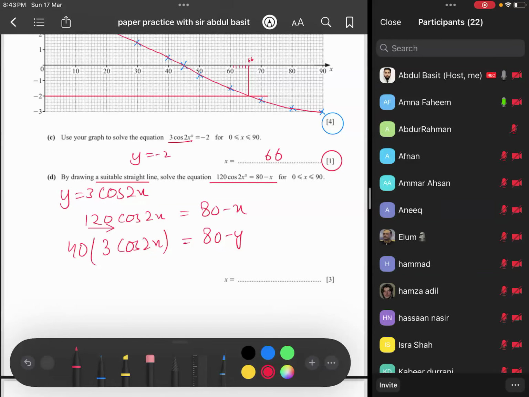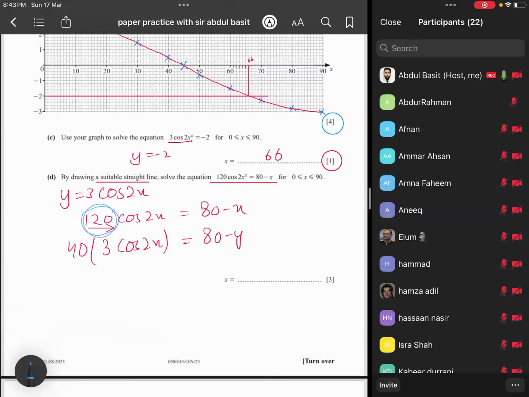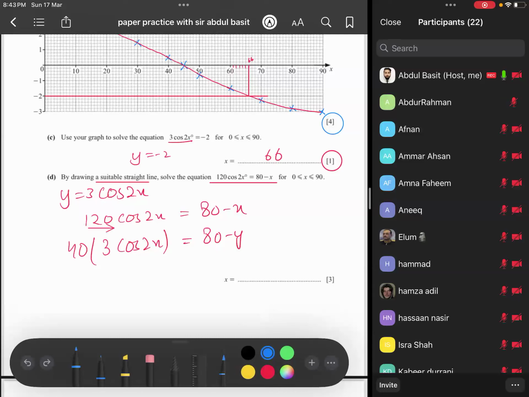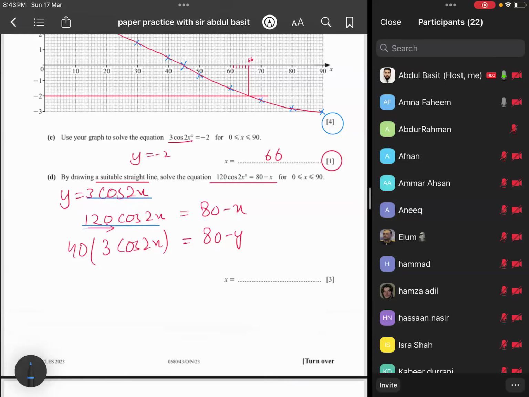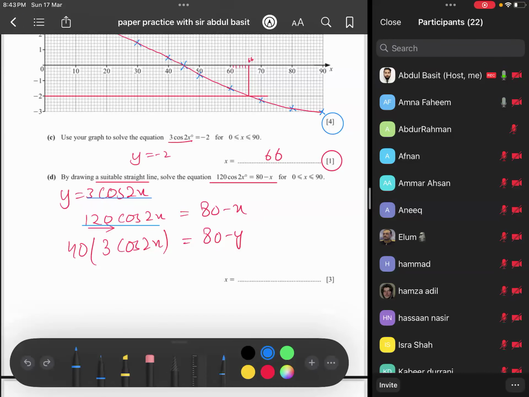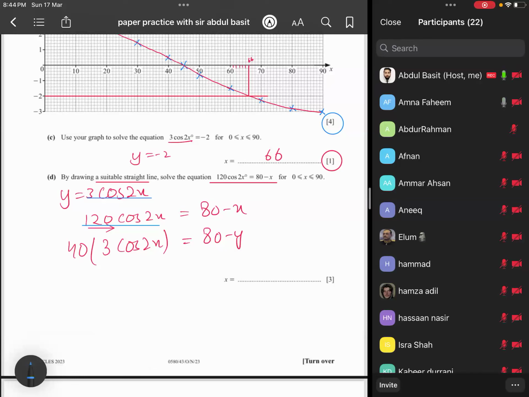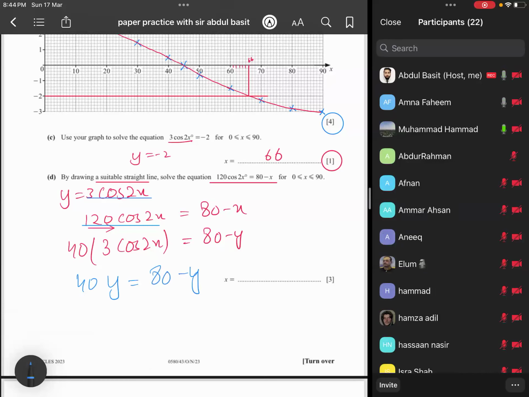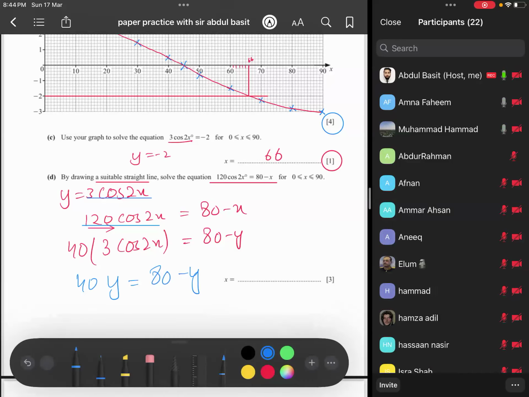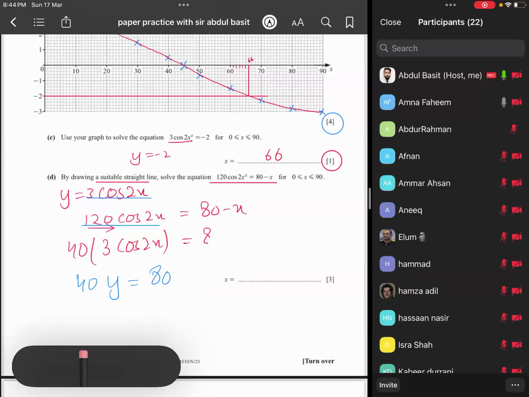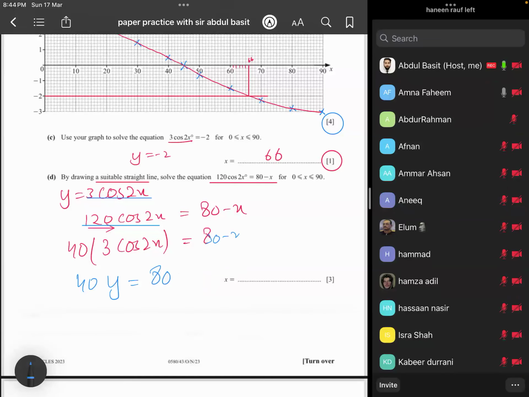Sir, could you explain how you did this? Better, this is 120. Yes or no? Everything between the question and this is same, but except for 120. And I know that 40 times 3 is 120. Agree? So that is the reason I took 40 common. So that would be cos 2x here. Agree? Fine. So then can I write 40y is equals to 80 minus x? Sorry, that is 80 minus x.